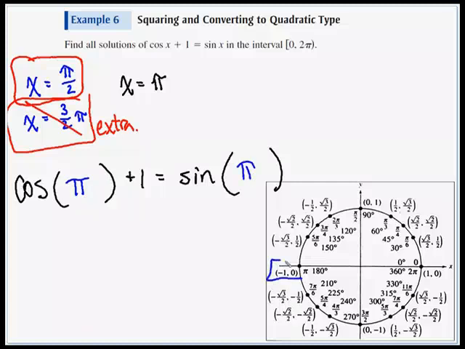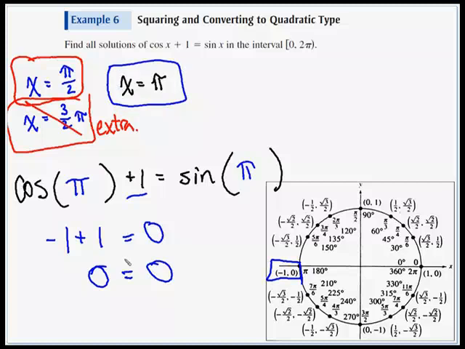Finally, we have x equals pi. So here's our values at pi. The cosine value at pi is -1. -1 plus 1. Does that equal the sine value here, which is 0? Well, -1 plus 1 is 0. And 0 does equal 0. So this is another good solution. We had our one extraneous.